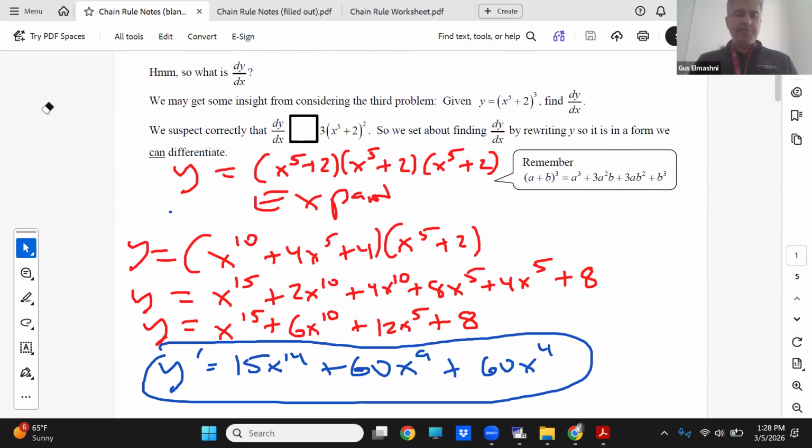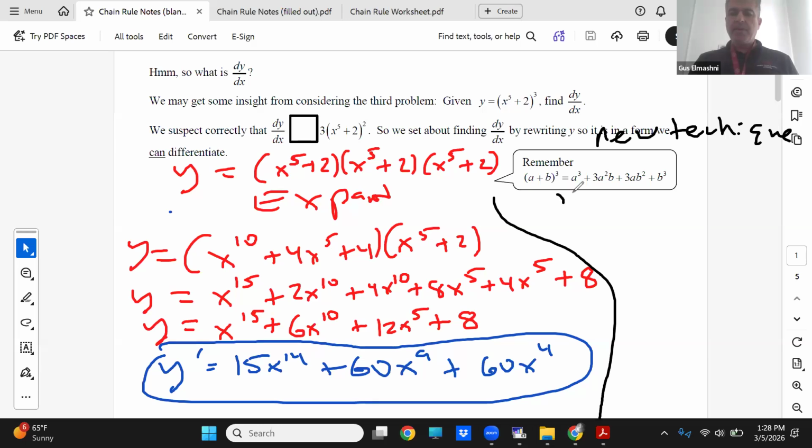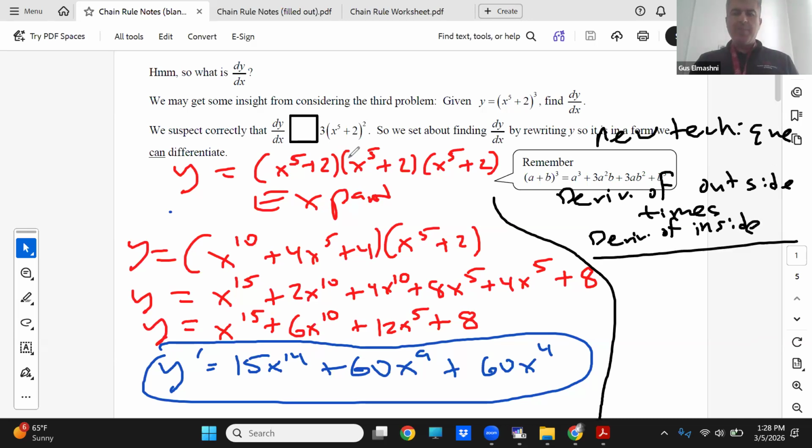So this is one way you could do it. So we'll just do off to the margin here. So this is our new technique. And the way it works, I like to think like this: derivative of outside times derivative of inside. So what does that exactly mean?